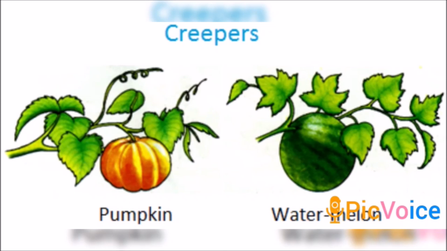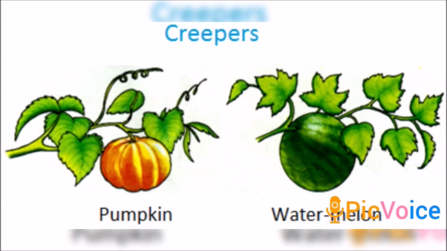What is the next one? This is creepers. How will creepers be? Their stems are also weak and they spread on the ground. They will not climb, they will grow on the ground. The stems are weak. So this is called creepers. The examples are pumpkin, watermelon, and gourd.